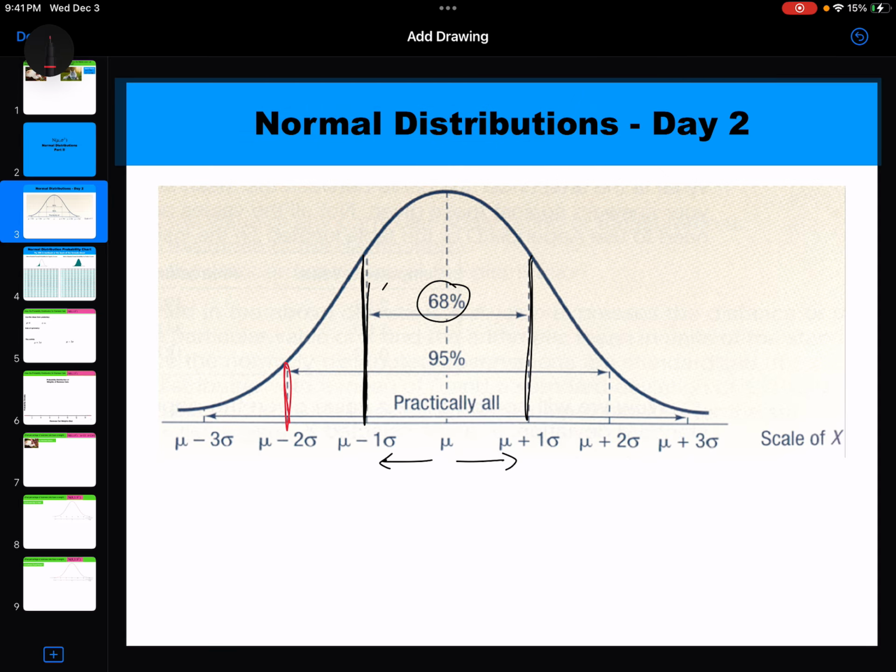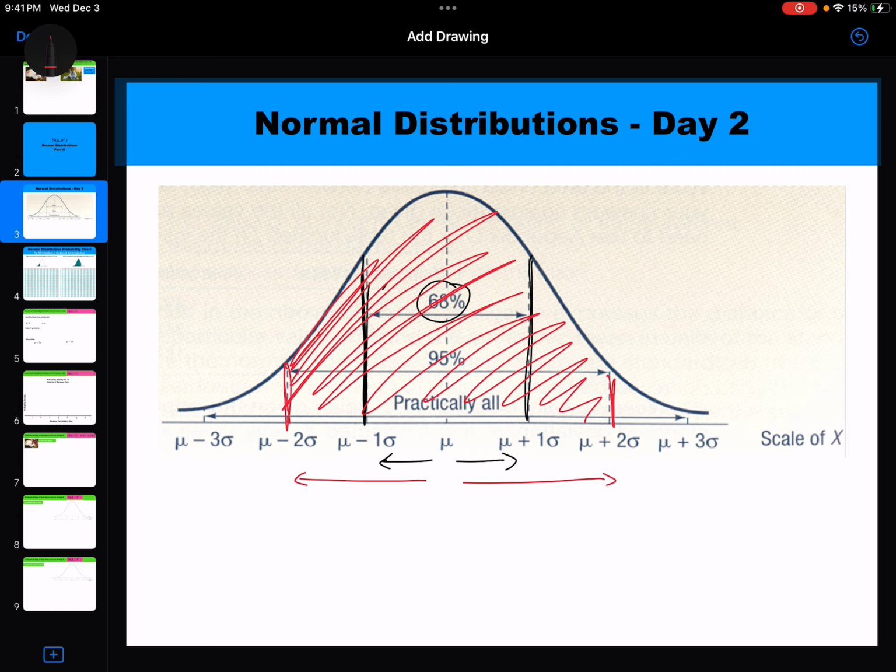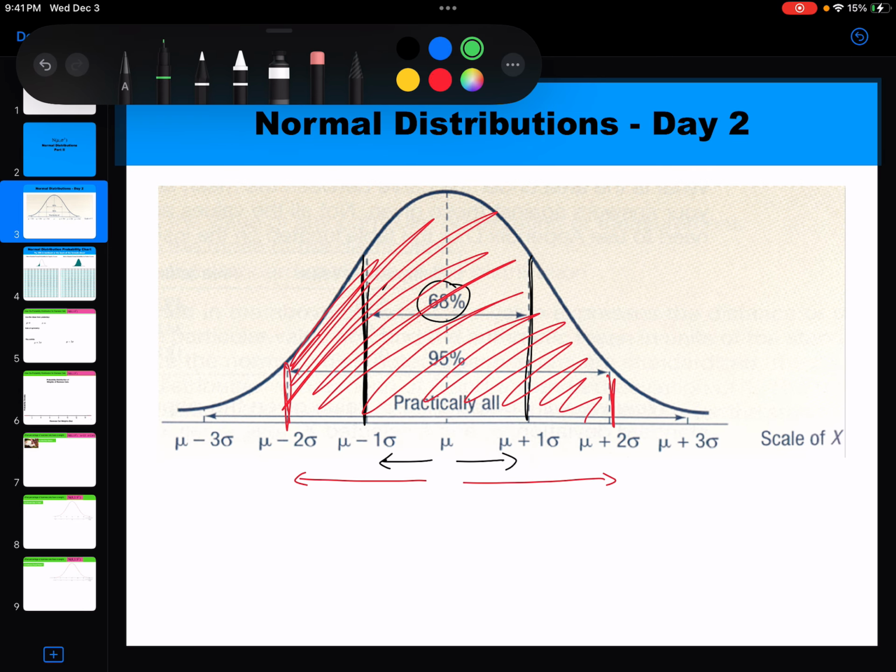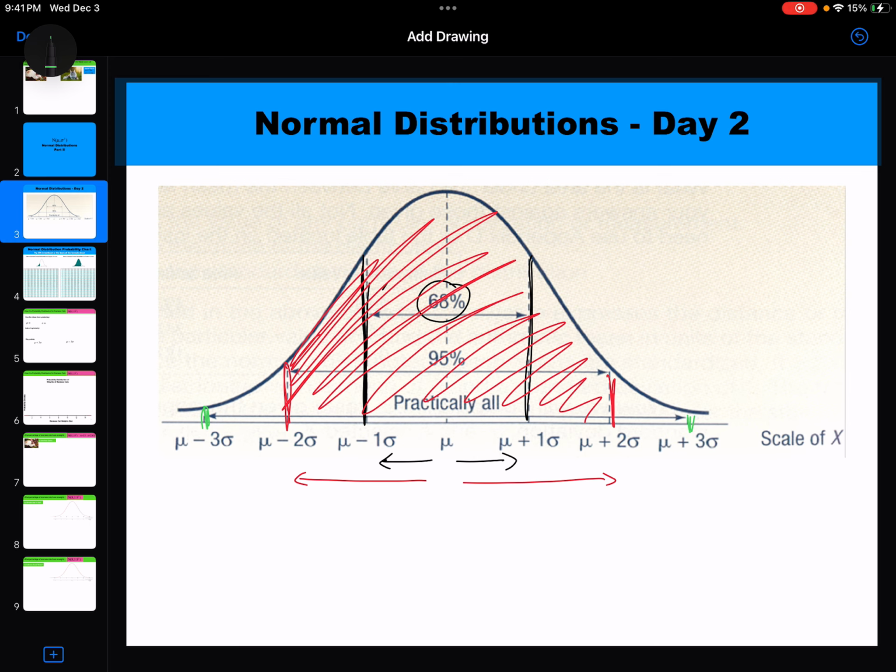The 95 is plus or minus 2 standard deviations. So that would be this entire area that I'm shading in red. And then practically all is within 3 standard deviations.